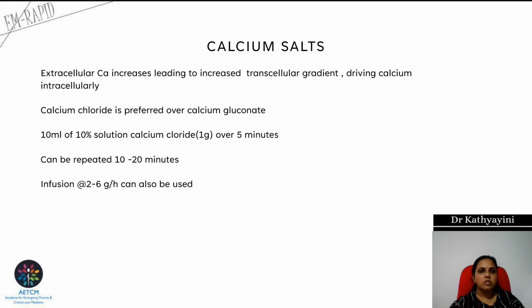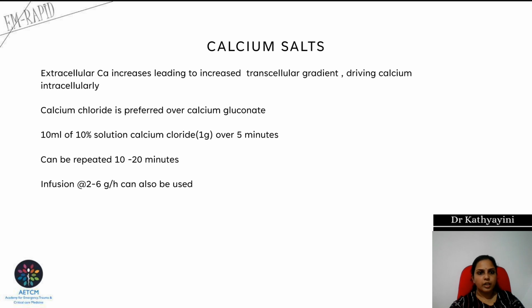So basically, calcium chloride is preferred over calcium gluconate because 3 doses of calcium gluconate will be equivalent to 1 dose of calcium chloride. But the issue is that while giving calcium chloride, there is a high chance of thrombophlebitis and pain at the site. So preferably, calcium chloride should be administered through a central line. So the dose is 10 ml of 10% calcium chloride solution, which is equivalent to 1 gram, given over 5 minutes.